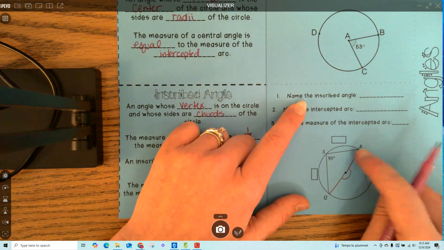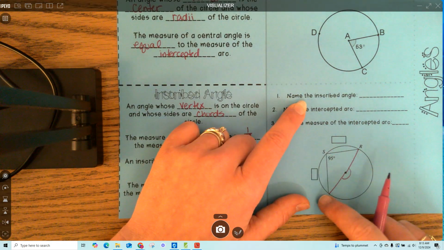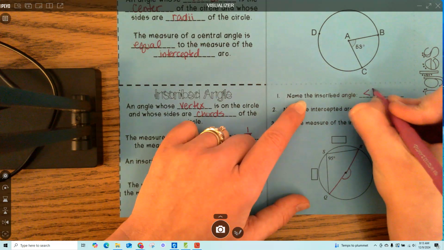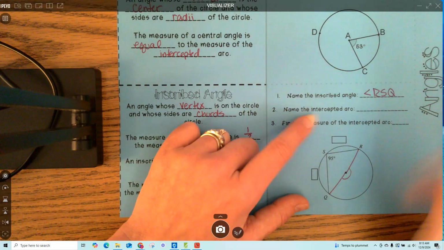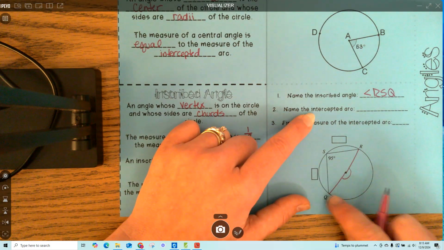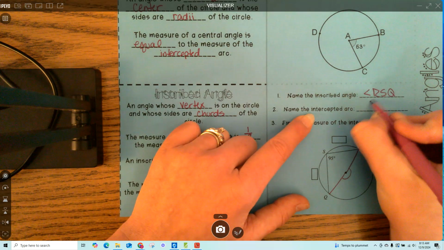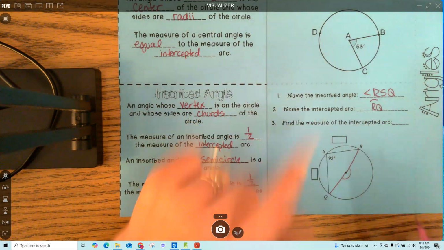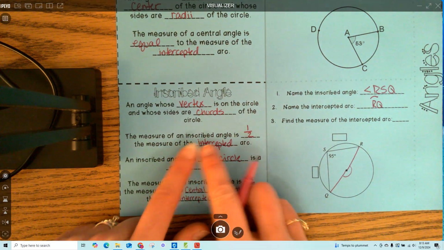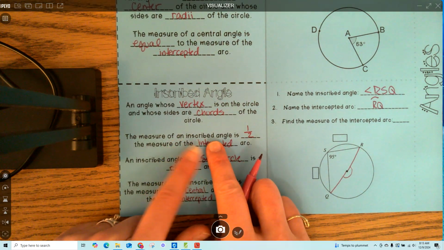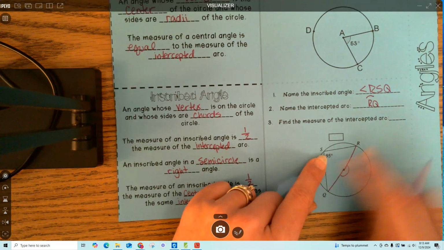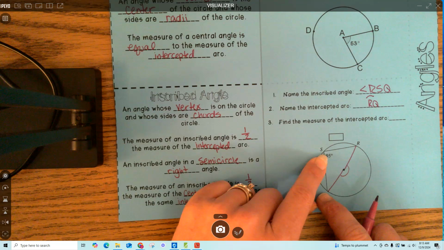So the inscribed angle is RSQ, or QSR, as long as S is in the middle. RSQ. The intercepted arc, so here's where it ends, here's where it ends. It's the distance between those two. That's the arc RQ. The measure of the intercepted arc, so go back to this. The measure of the inscribed angle is half the measure of the intercepted arc. Here's the angle. This measurement is half of this one.